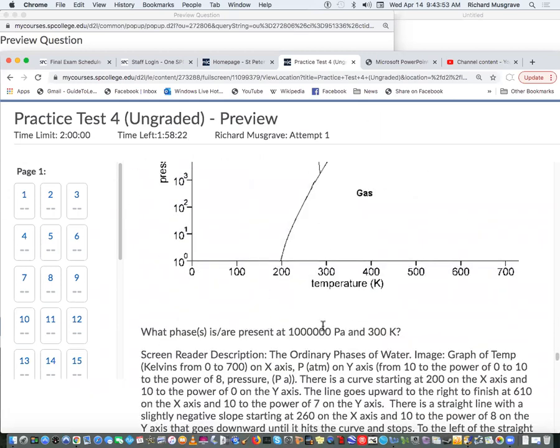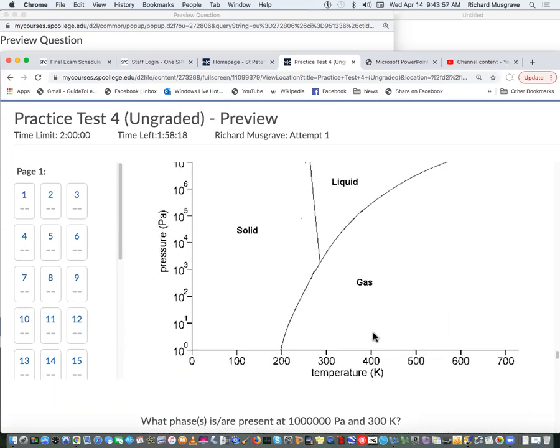What phase is present at 100,000 pascals and 300 K? So take it to 300 K, and what would this be? This would be 1,000,000 pascals, actually, 10 to the 6th. So it's 300 and then 10 to the 6th, and it would be the liquid phase. Anybody got any questions?